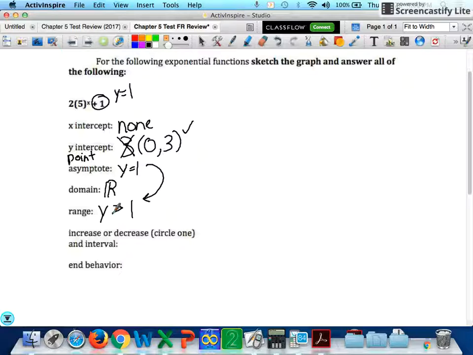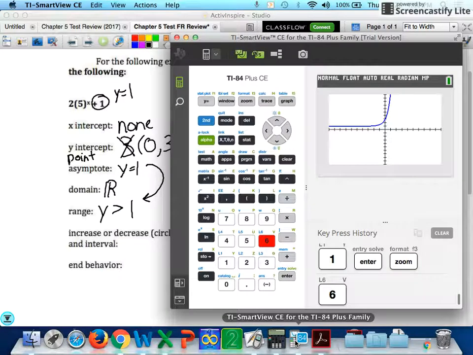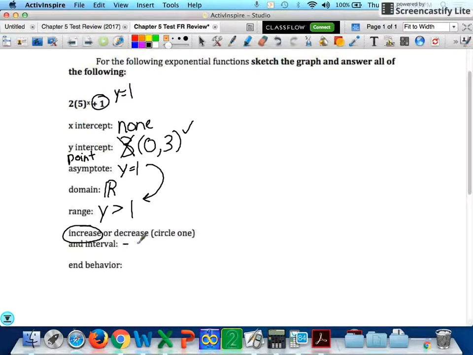Increase, decrease, you have to circle 1. As I read this from left to right, I see that it's increasing. And my interval is always the same. It's negative infinity to positive infinity. Don't get locked in too terribly much on that because that will change as soon as we get to our quadratics. Last piece of information on the left to fill in here is end behavior.